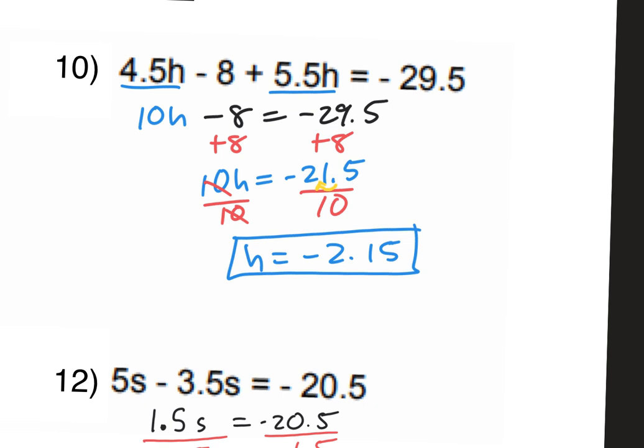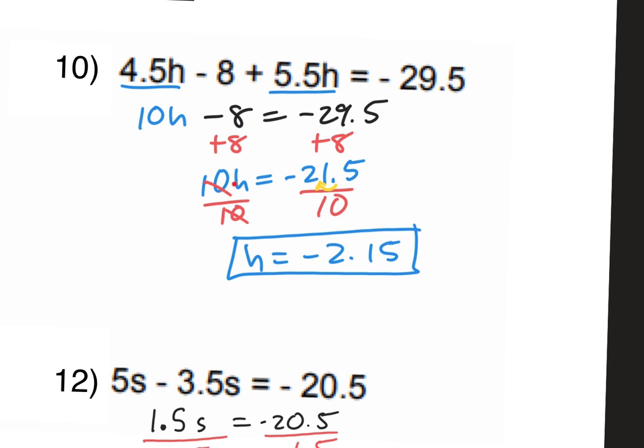All right, so I have these like terms here. You might get confused because there's a minus sign here, but there's no parentheses. So that minus only applies to the 8. It does not apply to the 5.5. It's positive. So when you add those together, you get 10h minus 8 equals negative 29.5. Add the 8 to both sides. You get 10h equals negative 21.5.